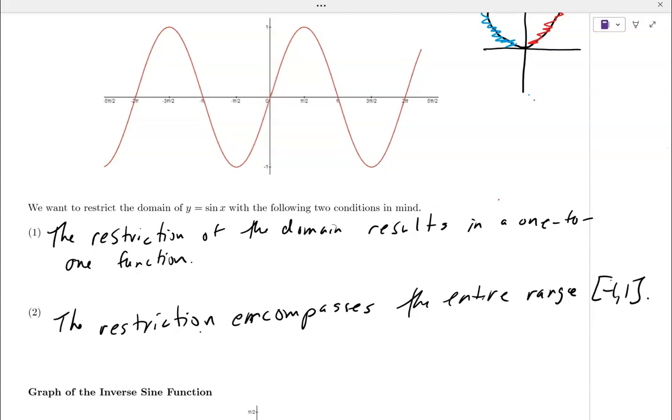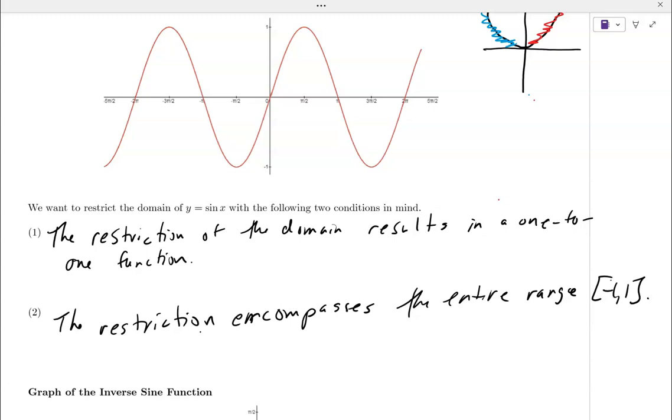We want to make sure we have both of those. I want a restriction that makes a one-to-one function because I want my inverse to be a function. I want my restriction to take up my entire range so that I can undo any output between negative 1 and 1. I want both of those things to happen.